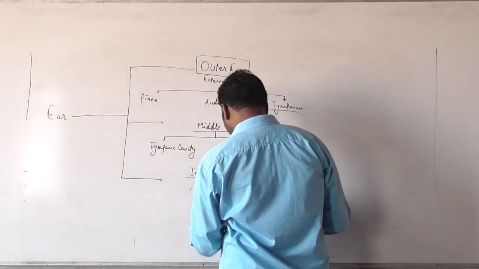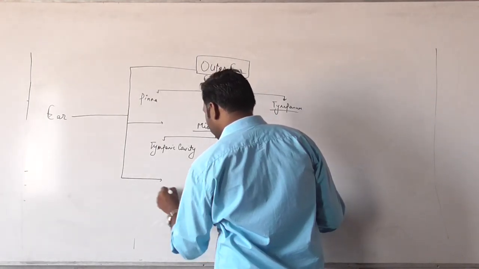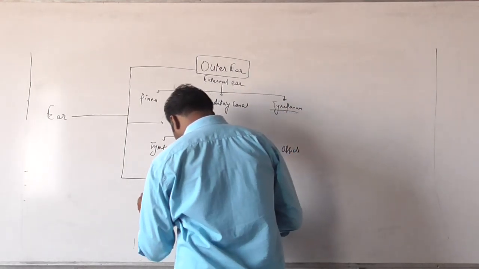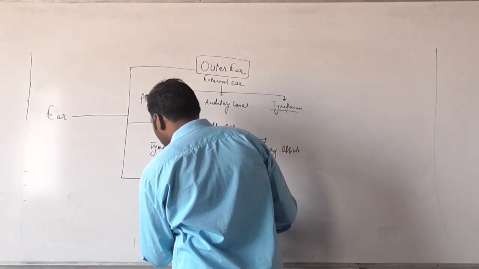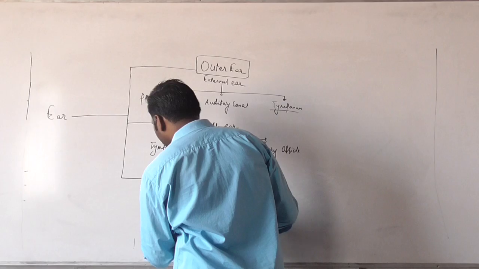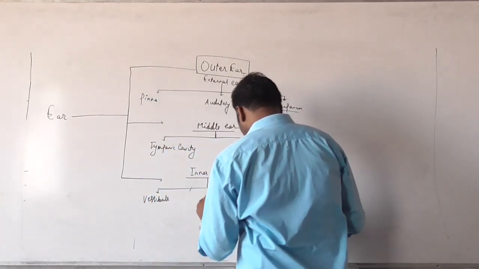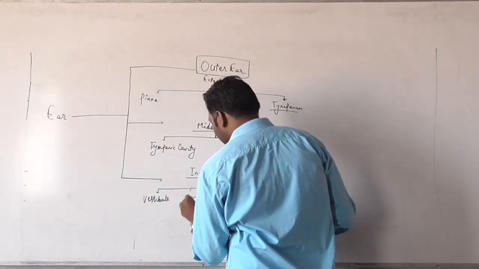Again, the inner ear consists of three parts. Which are those? The first one is the vestibule, we have discussed. Then it consists of the semicircular canals.